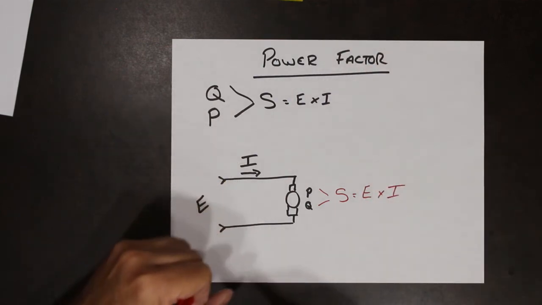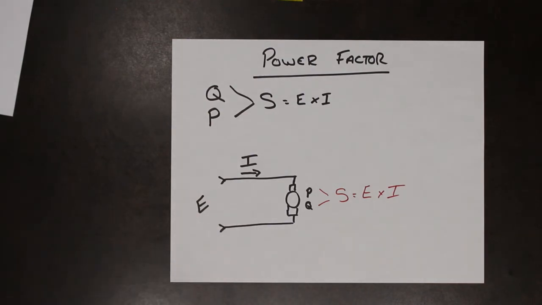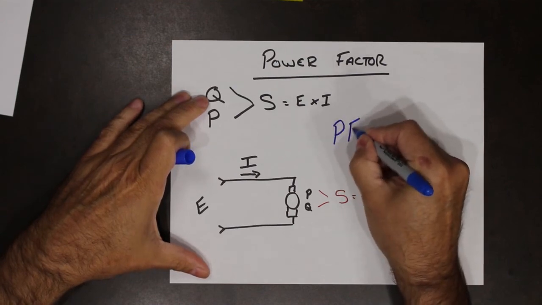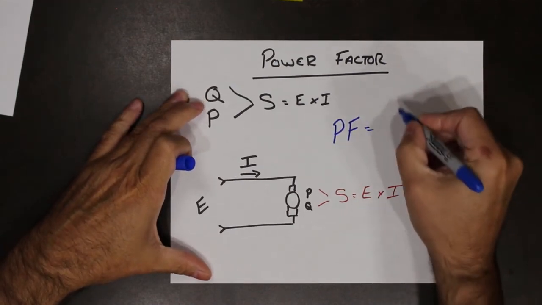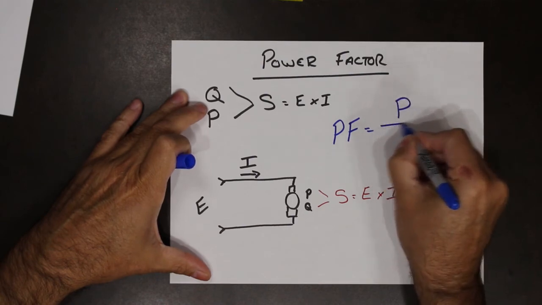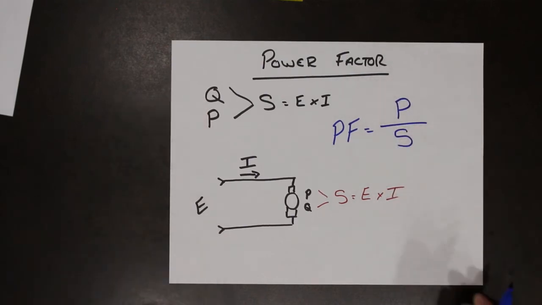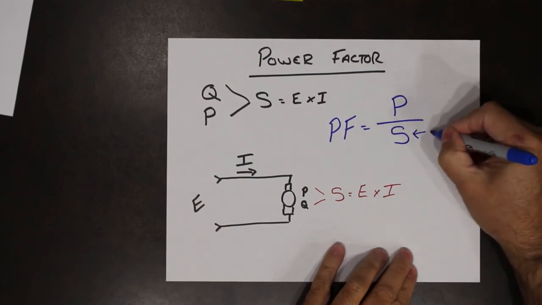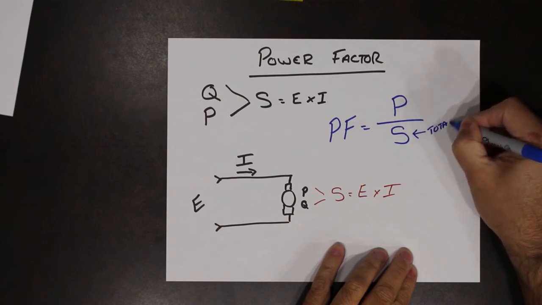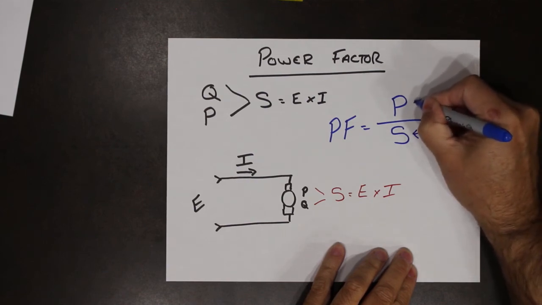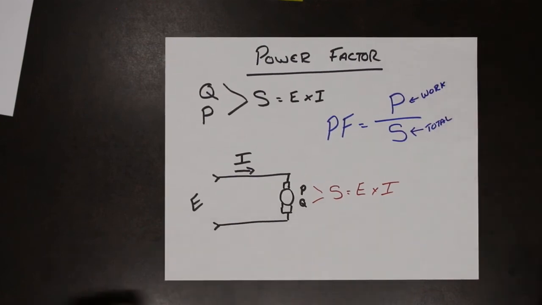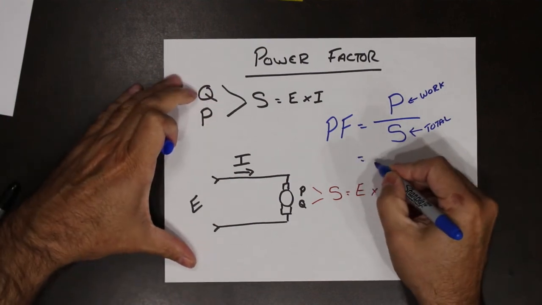Power factor is a ratio. So power factor is a ratio of P over S. So, how much of the total is actually doing work? That's what power factor is. It's normally given as a decimal point.